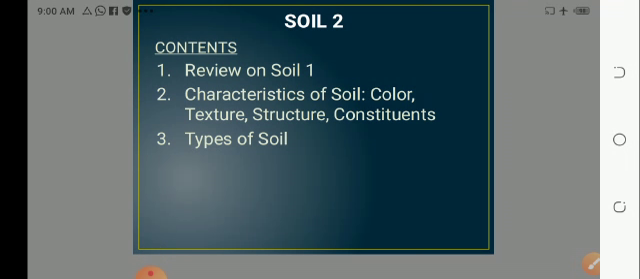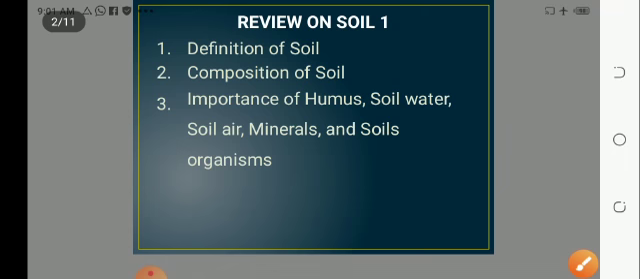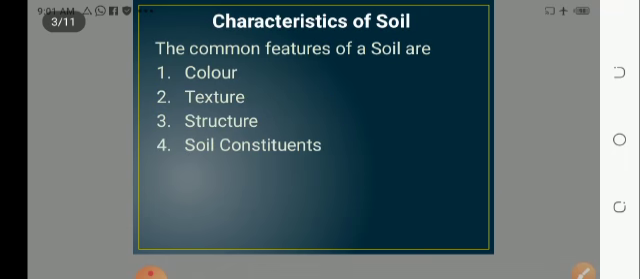And for this class, we are going to take a step further as we look at characteristics of soil, which includes color, texture, structure, and constituents. Then we'll also look at the types of soils. We are going to start by looking at characteristics of soil. The common features of soil are color, texture, structure, and soil constituents.